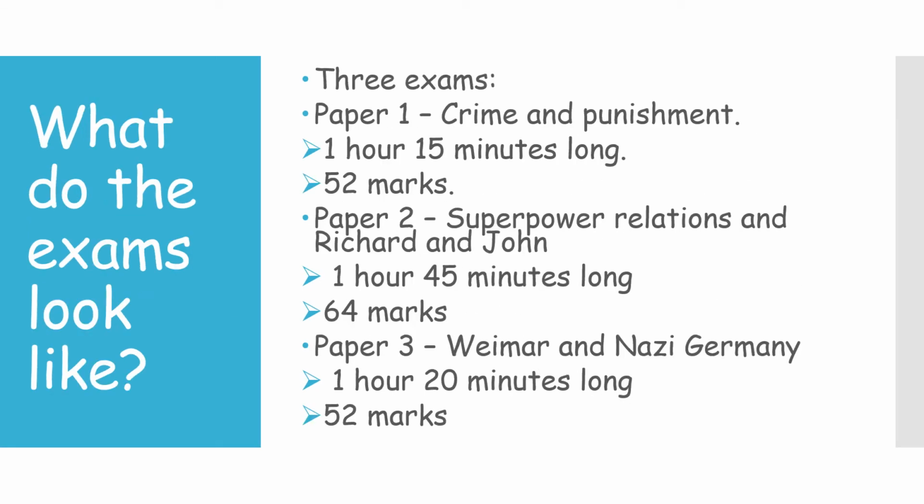What do exams look like in history then? Well, there are 3 exams. Your paper 1 is your crime and punishment exam. That is 1 hour and 15 minutes long. Your paper 2 is made up of the last 2 topics that we look at, superpower relations and Richard and John. Because it's made up of 2 topics, it's an hour and 45 minutes long. Your paper 3 is your Weimar and Nazi Germany paper. This is your source paper and it's an hour and 20 minutes long.